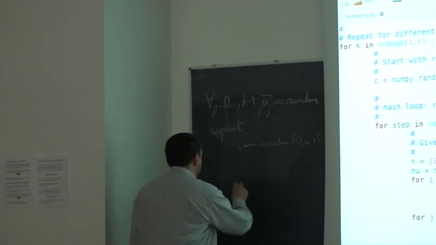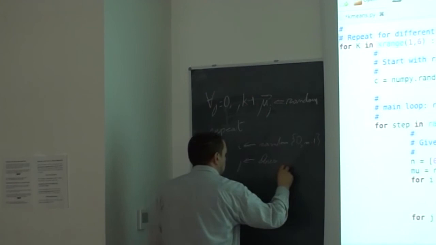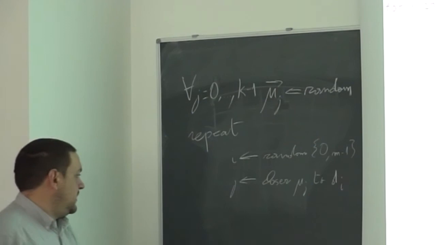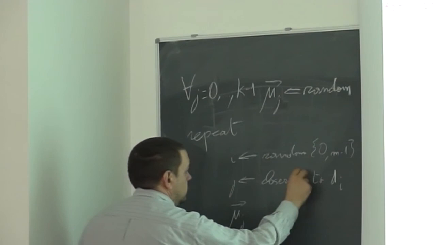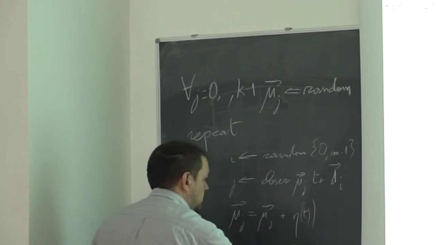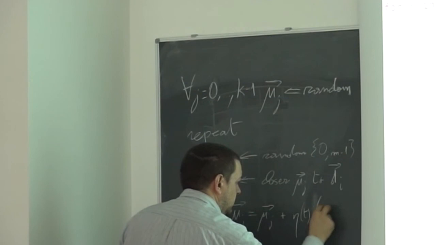In j, we take the closer mu j to element d i, and we move mu j by adding a value proportional to the difference between d i and mu j. So this is what we want to do.